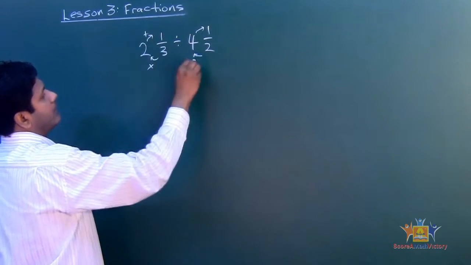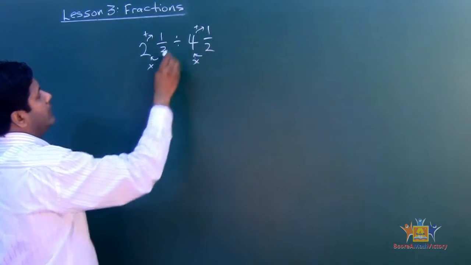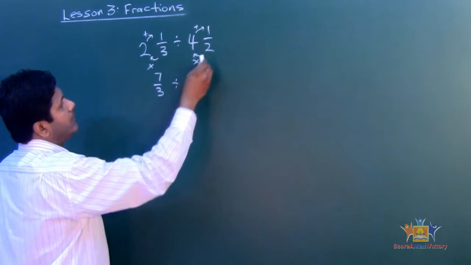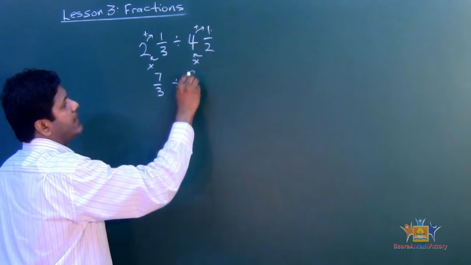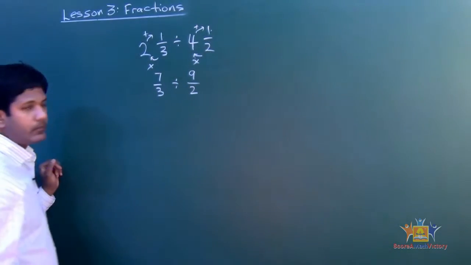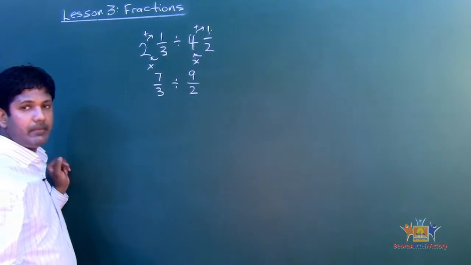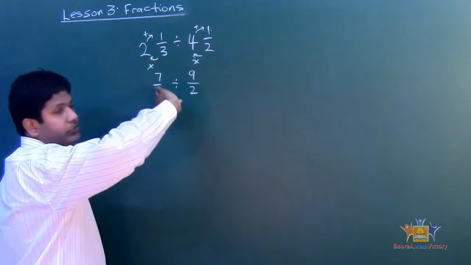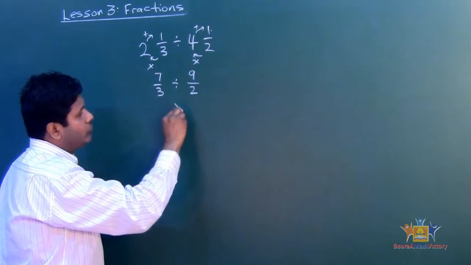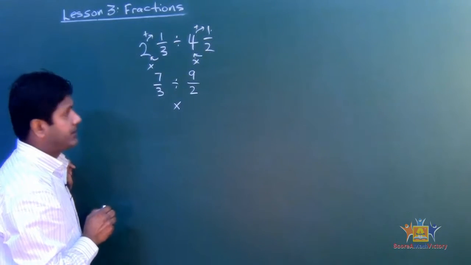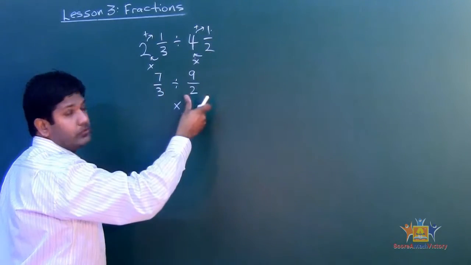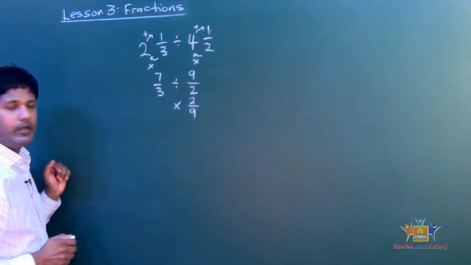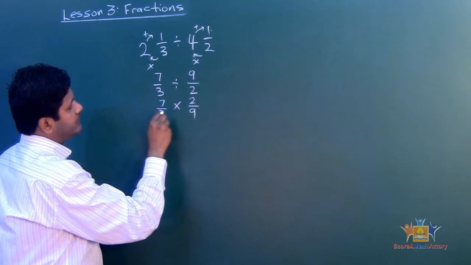Multiply first and then add. 3 times 2 is 6 plus 1 is 7. So 7 over 3 divided by 2 times 4 is 8 plus 1 is 9, 9 over 2. What's our next step after we've done that? Make the division into multiplication. We're going to use the doorknob method, turning the division into multiplication. When I turn that, this also flips. This becomes 2 over 9, and this one stays the same, 7 over 3.